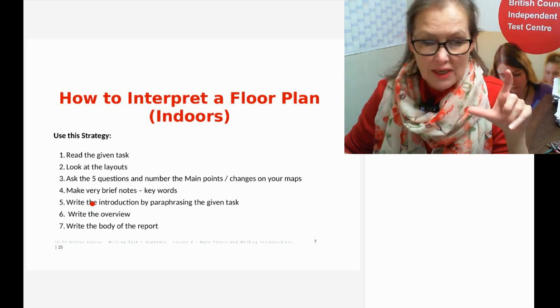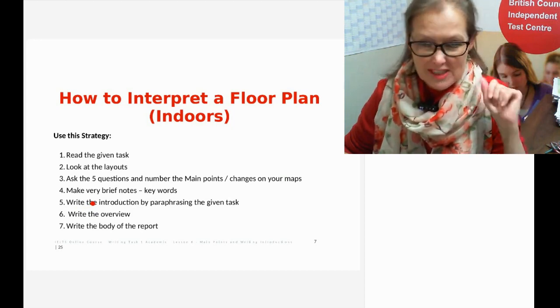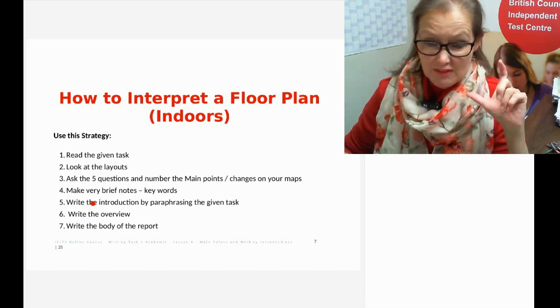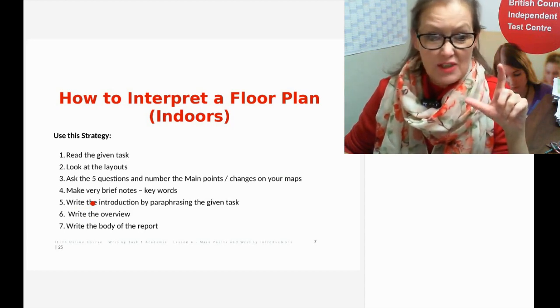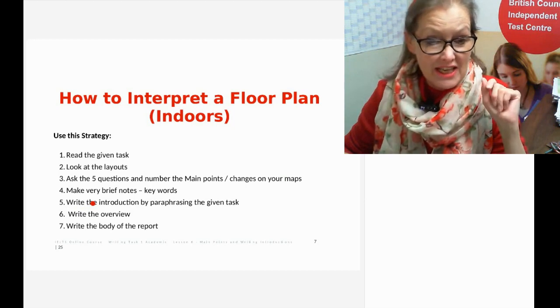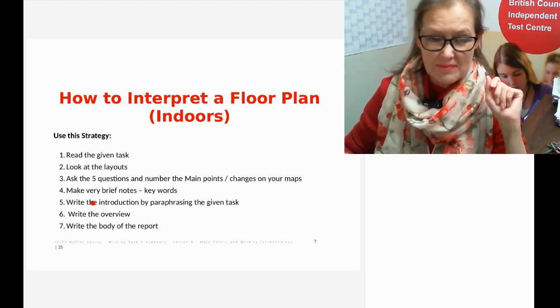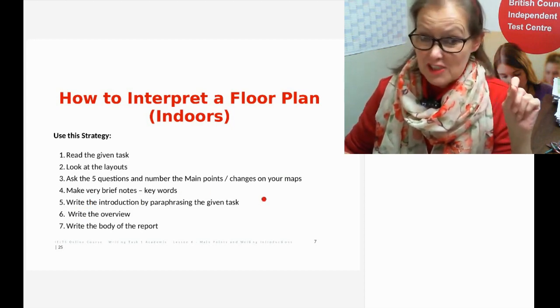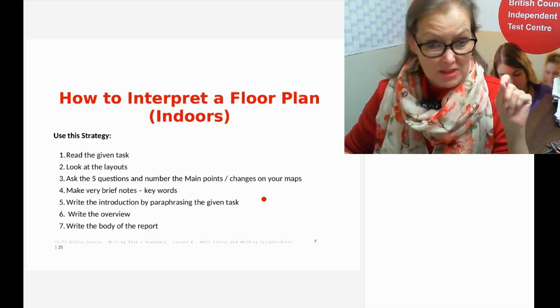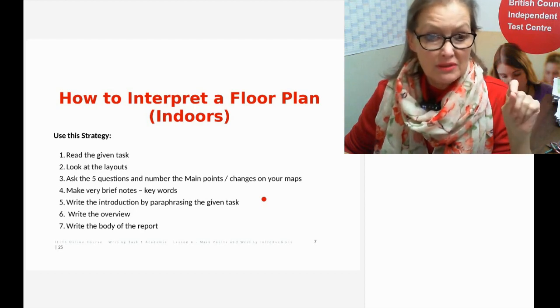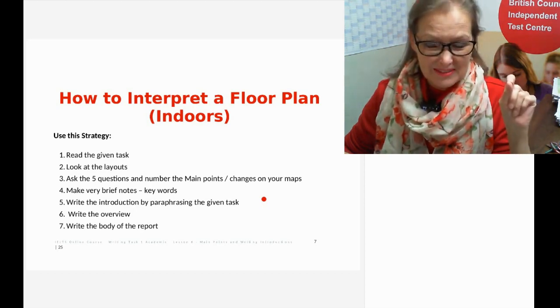Remember, for task 1, we only have 20 minutes. And we want to leave ourselves some time to be able to read our essay and edit our essay. Try and correct any errors. And we definitely don't want to take longer, because that takes time away from task 2, writing an essay, which is worth double the marks.